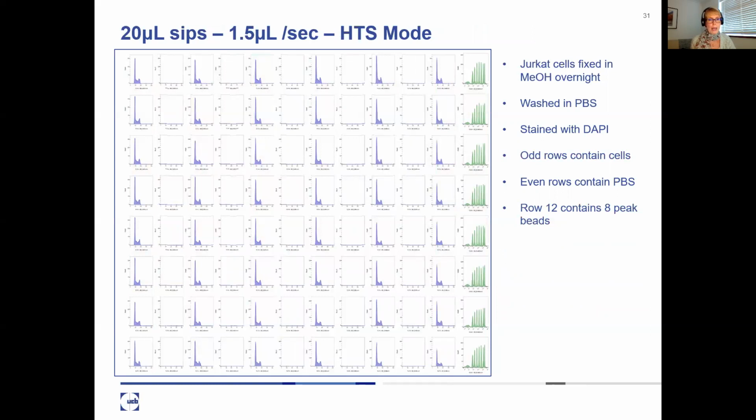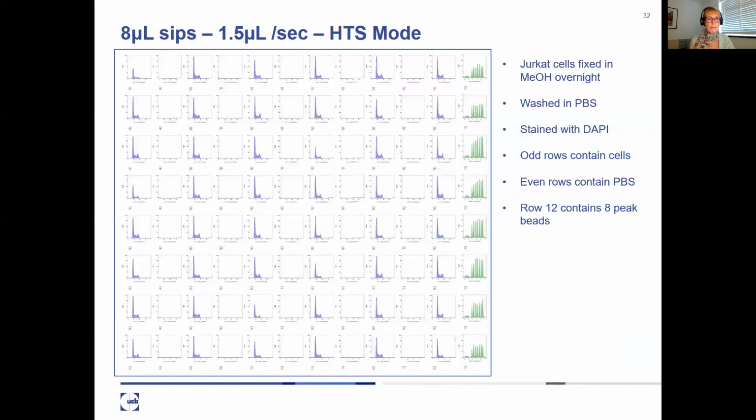So this was the same plate run this time taking 20 microliters at 1.5 microliters per second. And you can see again that we've got nice DNA profiles for our cells. Our wells in between that just have PBS have negligible carryover. And again, the 8-peak beads are seen in the final row there to show that the wells are still aligned.